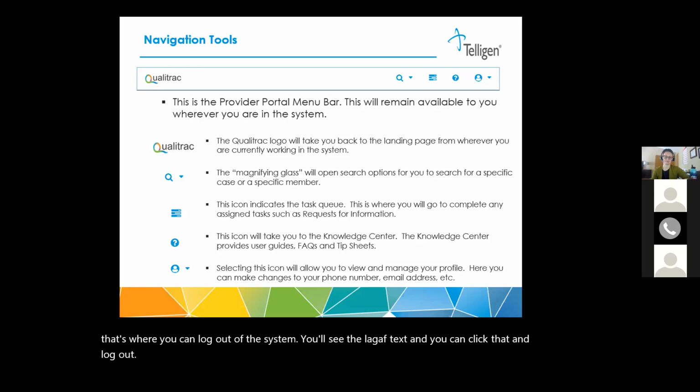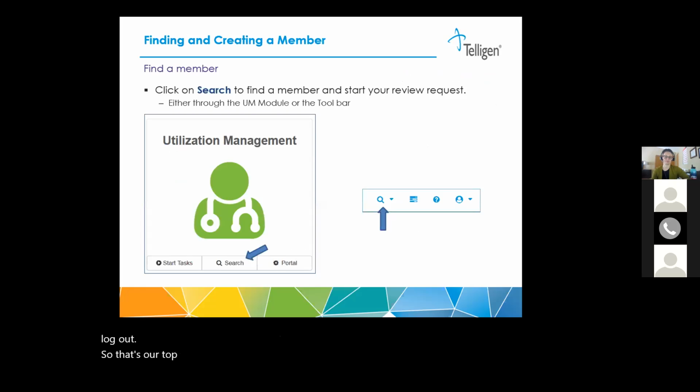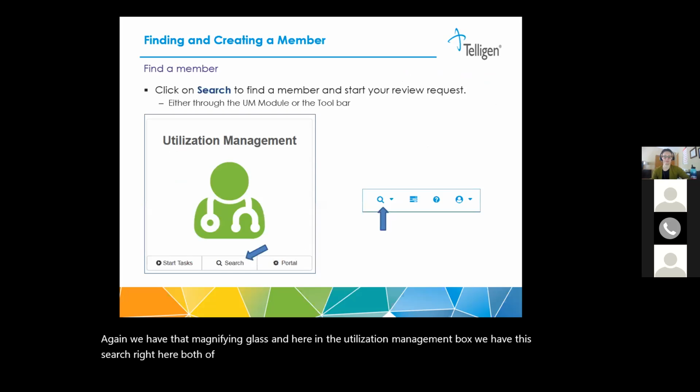So that's our top portal bar. Again, we have that magnifying glass, and here in the utilization management box, we have this search right here. Both of those do the same thing. So that's how you can go and do a member search or a review search and start that process.